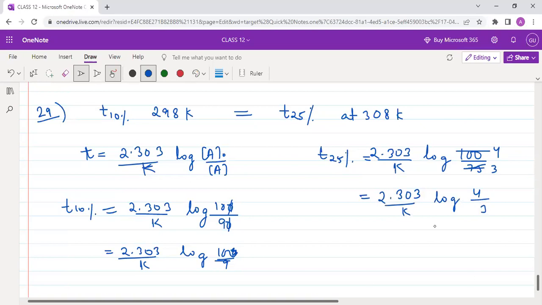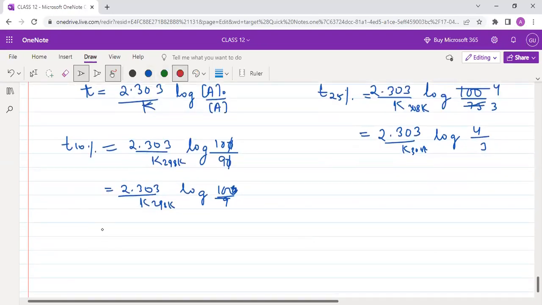And you know that these two rate constant values are different, because this is the k at 298 Kelvin and this is the k at 308 Kelvin. And we know that with increase in temperature, the rate constant also increases, right? Yes. In the question, it's given that the time required for 10% completion is equal to the time required for 25% completion. So can we equate both terms? Yes.